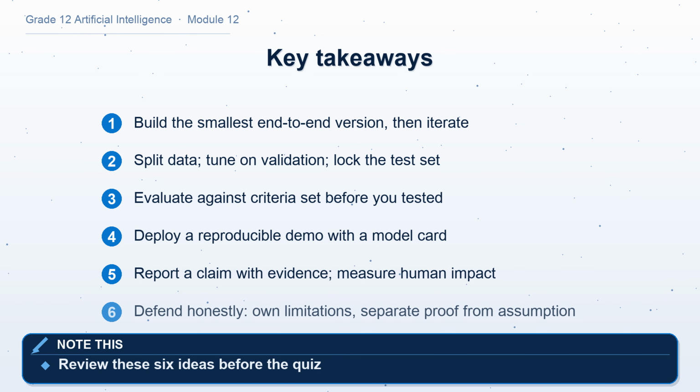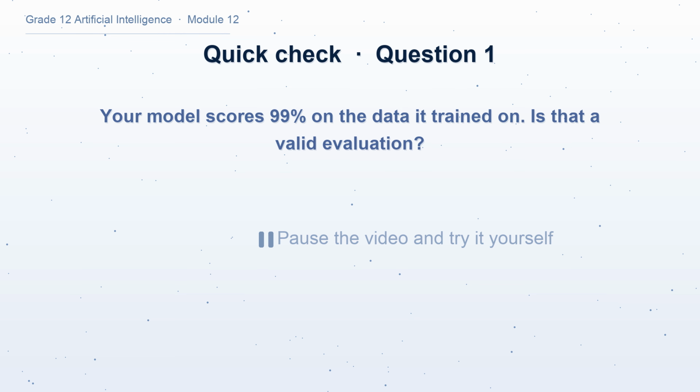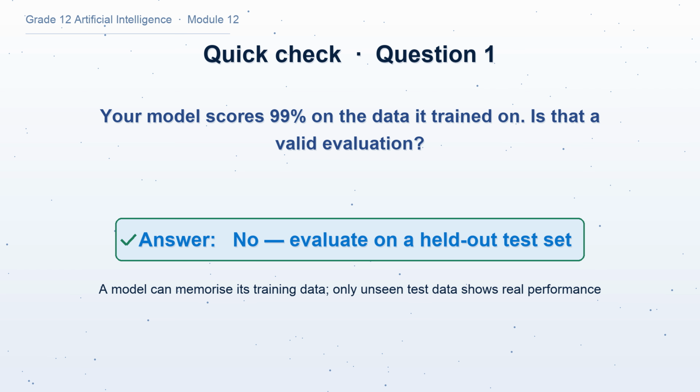Now let's check these ideas with 3 quick questions. Here is the first question. Your model scores 99% on the very data it trained on. Is that a valid evaluation? No. A model can simply memorize the data it has already seen. So a high training score proves nothing about new cases. A valid evaluation uses a held-out test set the model has never seen.